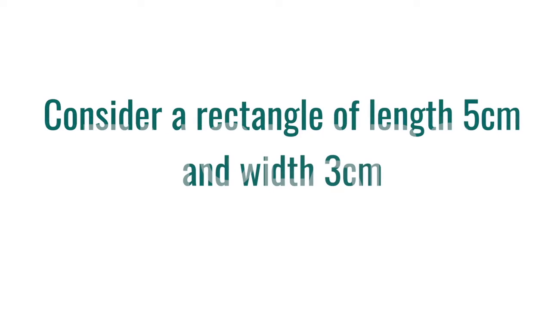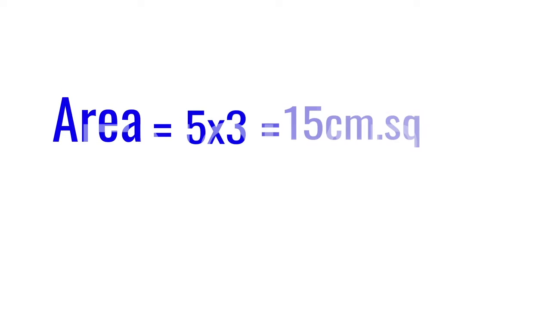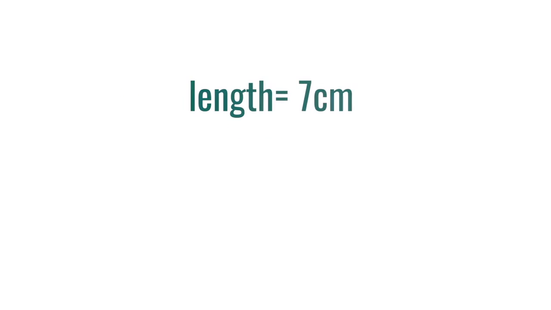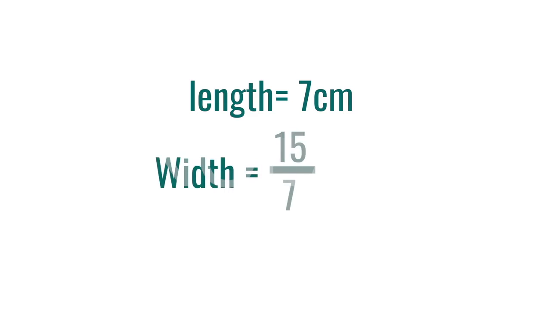Consider a rectangle of length 5 cm and width 3 cm. The area of this rectangle is 5 into 3, that is 15 cm square. Now we want to draw another rectangle of area 15 cm square with length 7 cm. What will we do? If the length is 7 cm, then the width must be 15 by 7, right? Because the area given is 15 cm square and length into width will give the area. From there, width will be equal to 15 by 7.